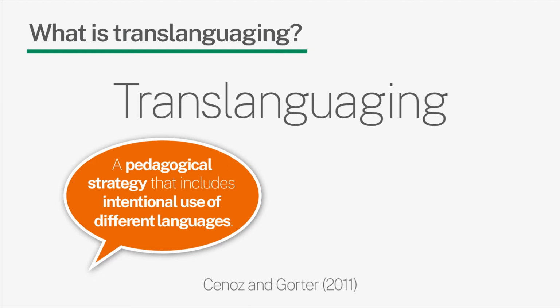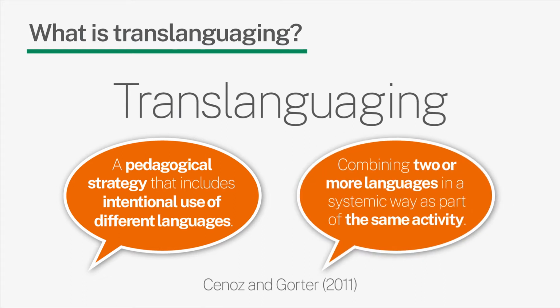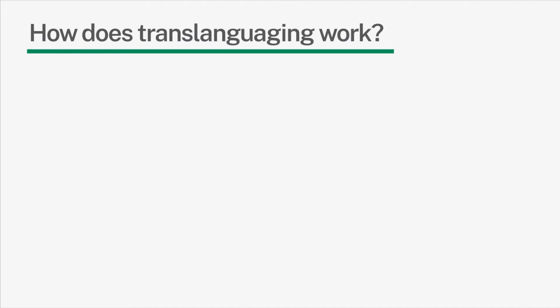Translanguaging is a pedagogical strategy that includes intentional use of different languages, in our case, in the classroom or similar teaching and learning context. Its purpose is to combine two or more languages in a systematic way as part of the same activity. Translanguaging is about using all the languages that are at a learner's disposal for teaching and learning purposes. How does translanguaging work?